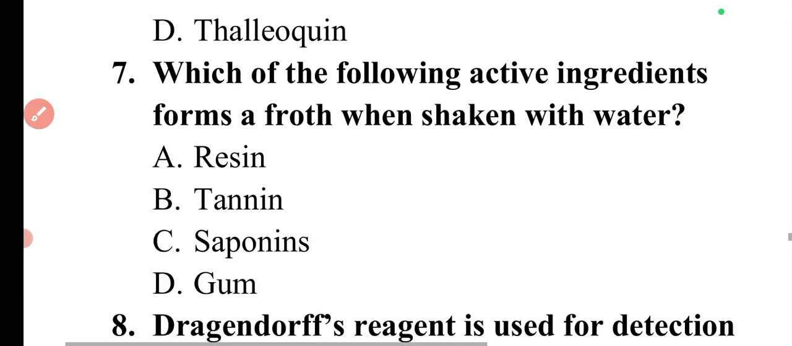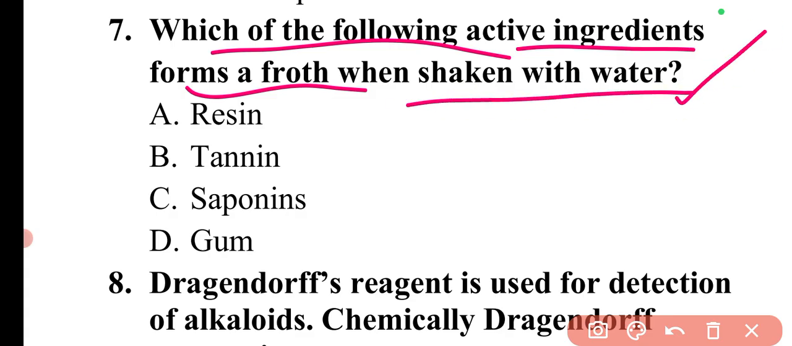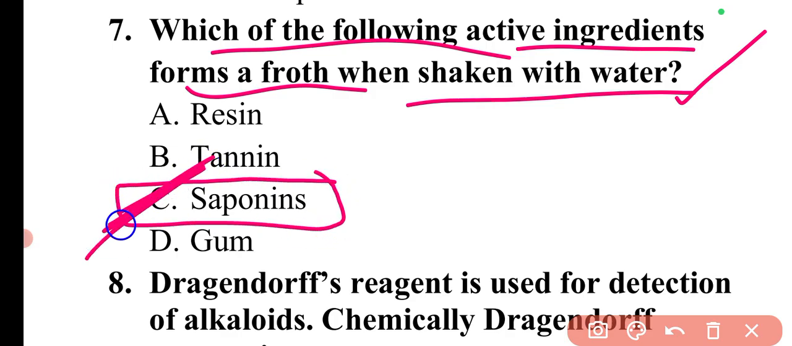Then coming to next question. The question is which of the following active ingredients forms a froth when shaken with water? The active ingredients which form froth when shaken with water are saponin compounds or saponin glycosides. So here option C is correct.